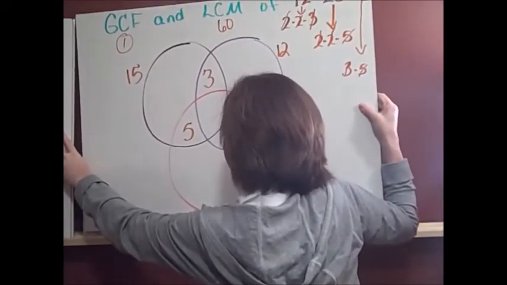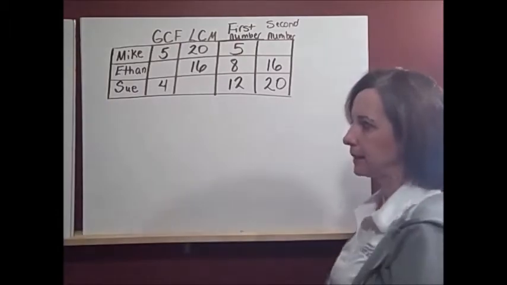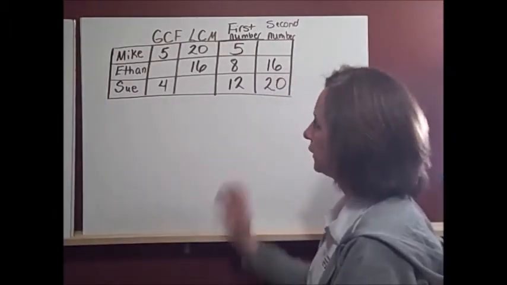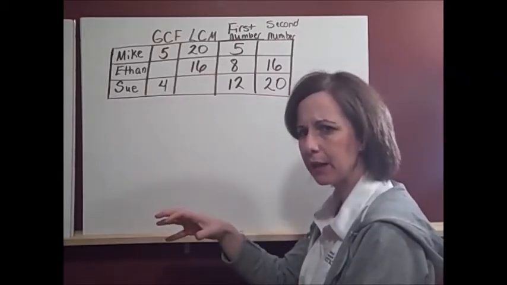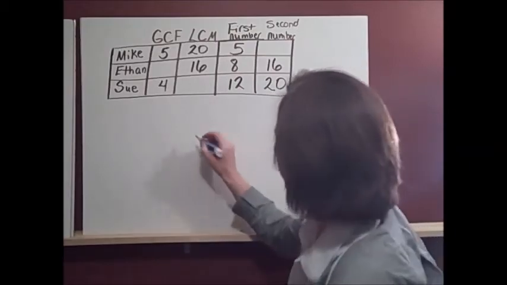And you might see a chart like this that you would be expected to fill in. You would have to take the information that you have, put it in a Venn diagram, and figure out what you're missing. So, let's do Mike's numbers first.